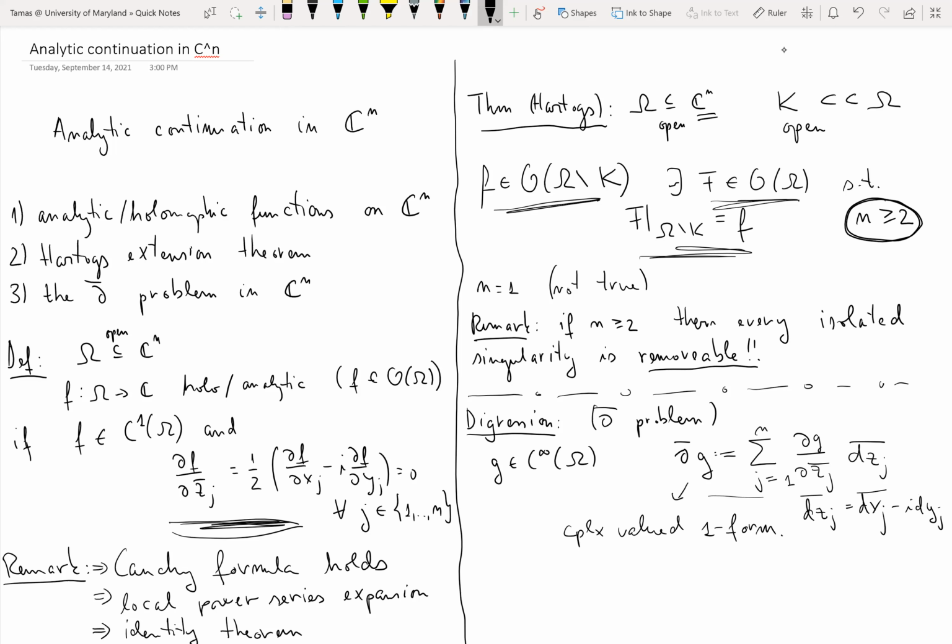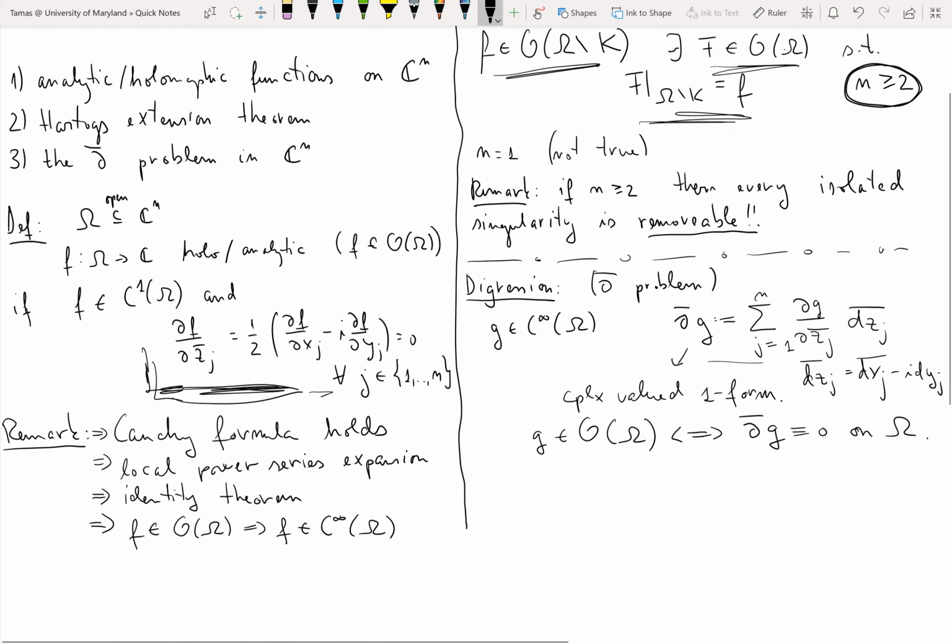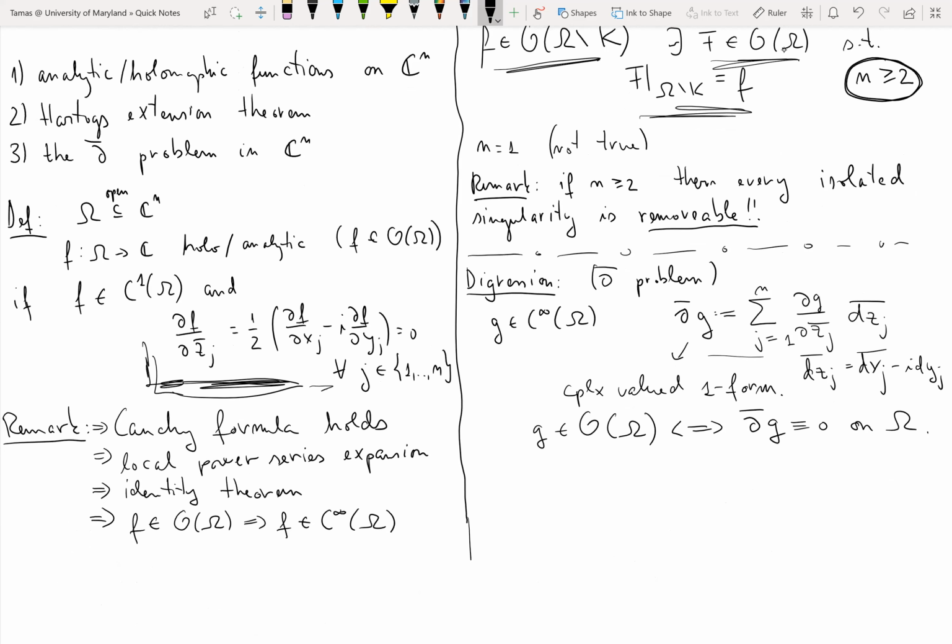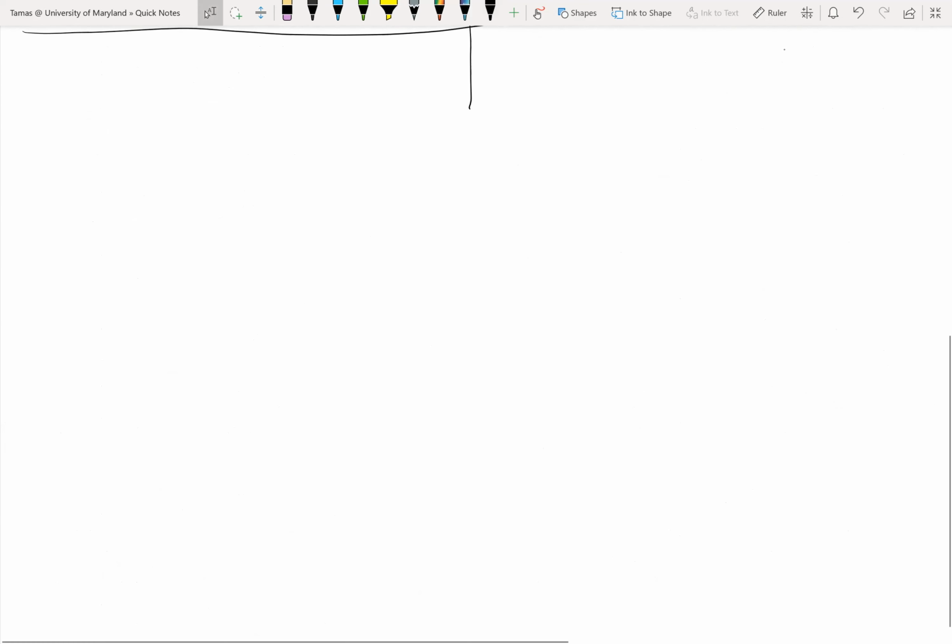Now, really, the kicker here, and again, going back to the definition of analytic functions here on the left, is that a smooth function is analytic if and only if Delbar of g is identically 0 on omega. Okay, interesting. So let me start over here. So what's the Delbar problem about?